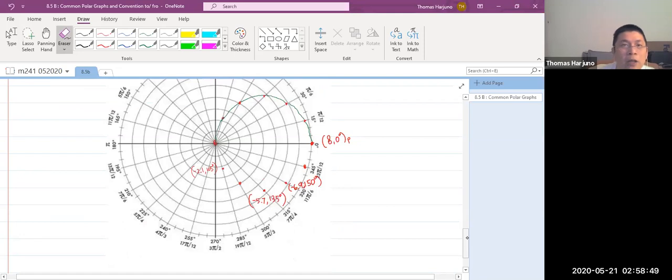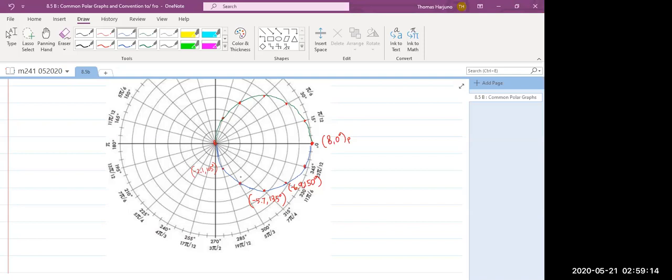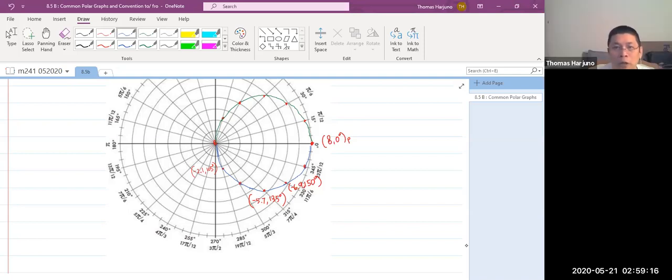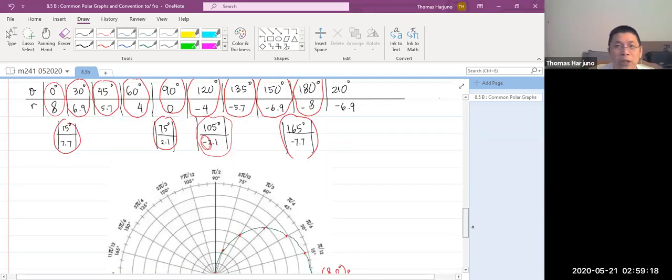So I connect these points. Let me use a slightly different color. I will use blue color. Now I hope you see that circle. Beautiful. Right?